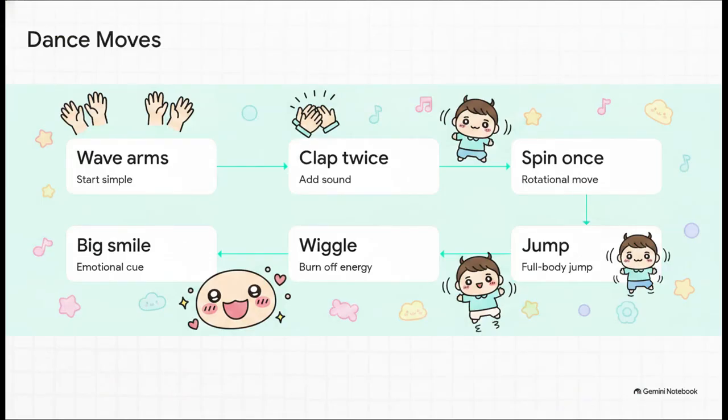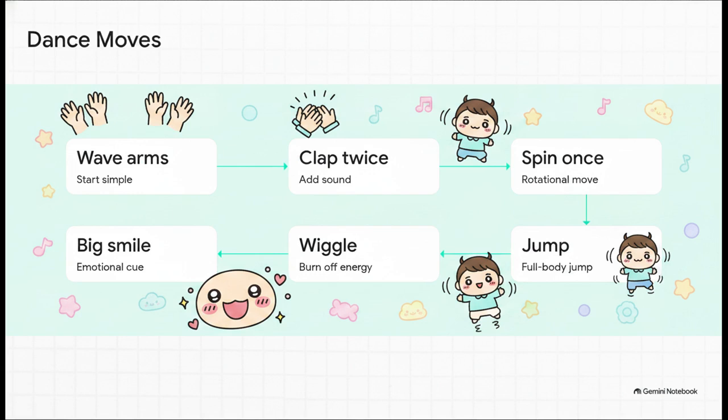In the specific instructions for this choreography, I challenge you to visualize this, or, hey, even act it out. First, wave arms. Then, clap twice. Spin once. Jump, wiggle, and finish with a big smile. This is not random flailing. It's a carefully escalating sequence of motor skills.